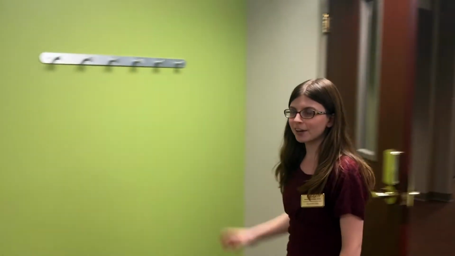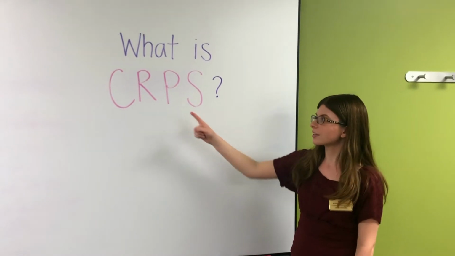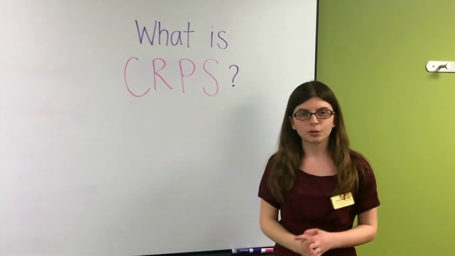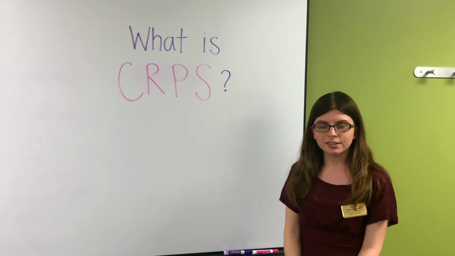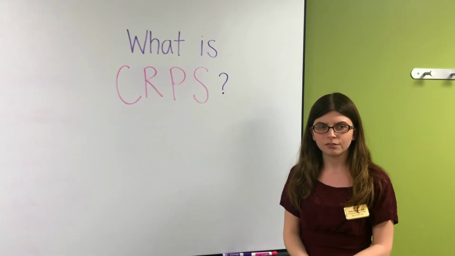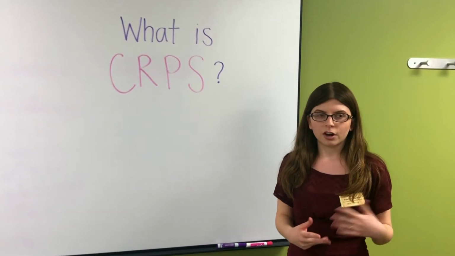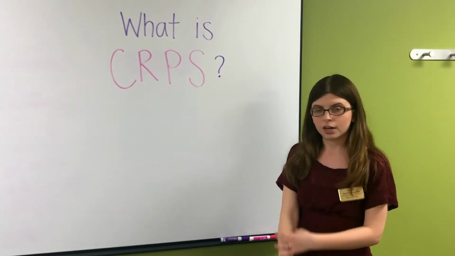I'm Kayla, and I'm here to talk to you today about CRPS, also known as Complex Regional Pain Syndrome. Complex Regional Pain Syndrome is defined as a disorder characterized by chronic disabling pain disproportionate to its inciting event. For example, this is when you get an injury and then you end up with chronic pain that's out of proportion. For example, your entire arm becoming inflamed.